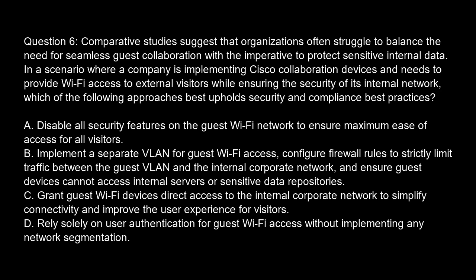Option A. Disable all security features on the guest Wi-Fi network to ensure maximum ease of access for all visitors. Option B. Implement a separate VLAN for guest Wi-Fi access. Configure firewall rules to strictly limit traffic between the guest VLAN and the internal corporate network, and ensure guest devices cannot access internal servers or sensitive data repositories. Option C. Grant guest Wi-Fi devices direct access to the internal corporate network to simplify connectivity and improve the user experience for visitors. Option D. Rely solely on user authentication for guest Wi-Fi access without implementing any network segmentation.